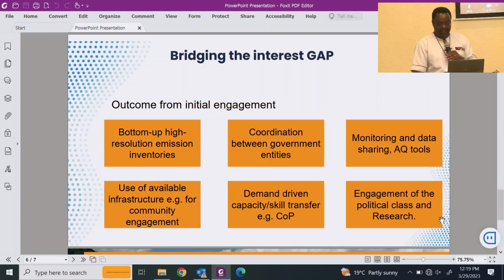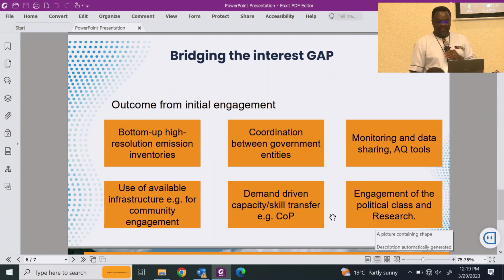Demand-driven capacity or skills transfer. By the way, I just learned the other day that most government officials don't like the word capacity building. It sounds like you're building my capacity. Does it mean I have no capacity? And if you build my capacity, then after you're done, I should have all the capacity I need. So they prefer the word skills transfer.